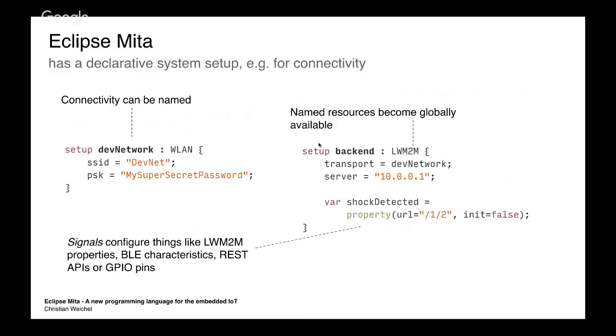And those signals really look like constructor calls in a way, and are basically instantiated in the sense that here we are instantiating a property signal, which we call shock detected, that we can then later read and write from. We've also seen that in a quick demo in the beginning, where I set up this shock detected signal that would send out something over Bluetooth.